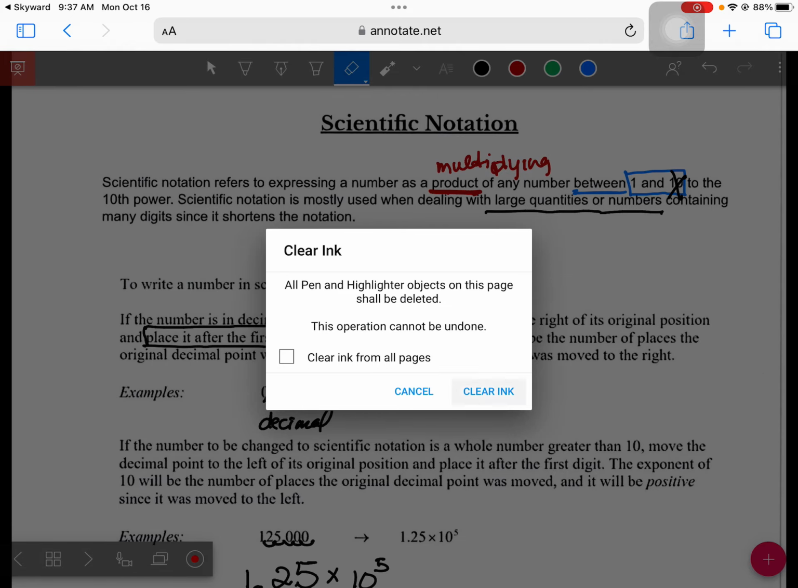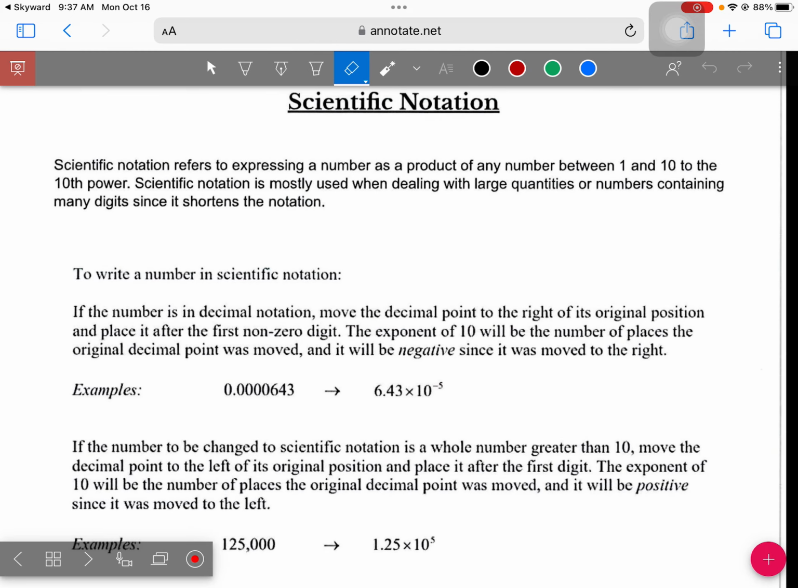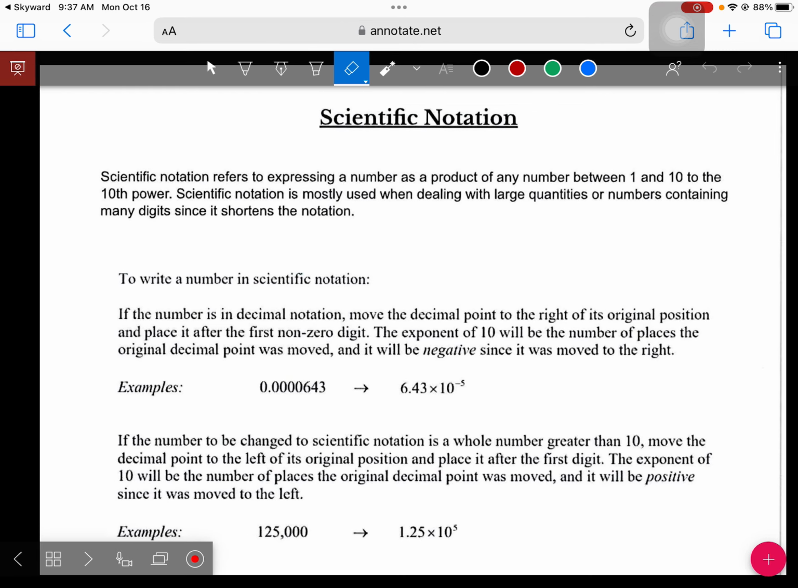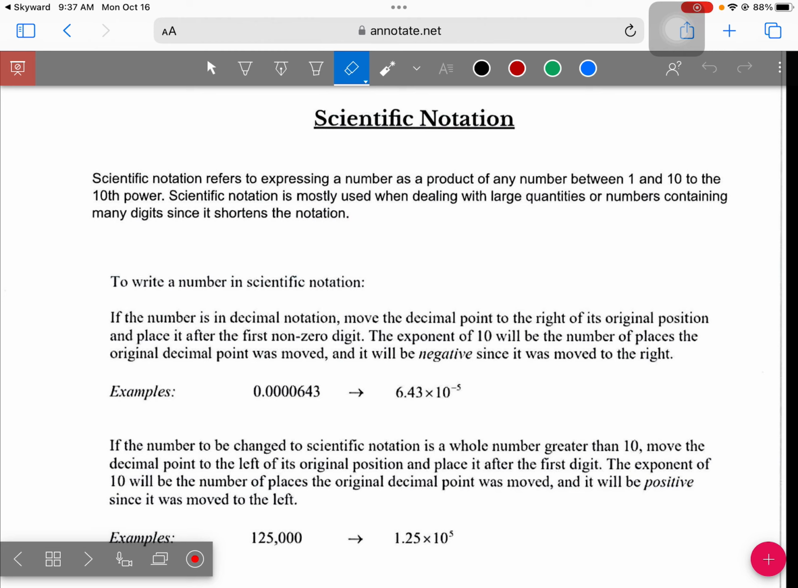Scientific notation. How many of you have had that either in math classes before or maybe science classes? No? Science a little bit? Okay. So scientific notation refers to expressing a number as a product. What did we say product meant? Multiplication answer. So we are going to be multiplying still. The product of any number between 1 and 10, to the 10th power.